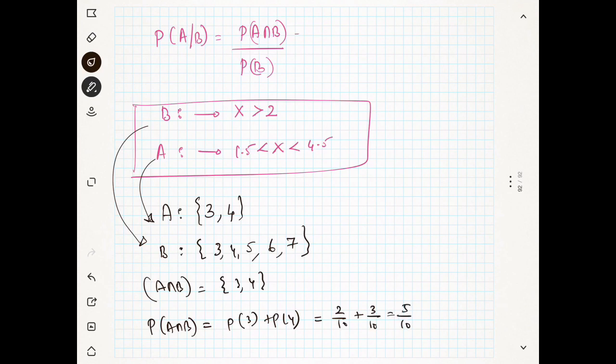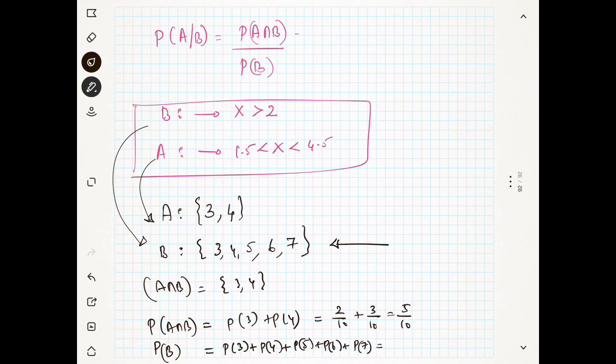So this is the probability of A intersection B. And what is the probability of B? The probability of B is nothing but, you have to take into account all this. That means it is nothing but the probability of 3 plus probability of 4 plus probability of 5 plus probability of 6 plus probability of 7.